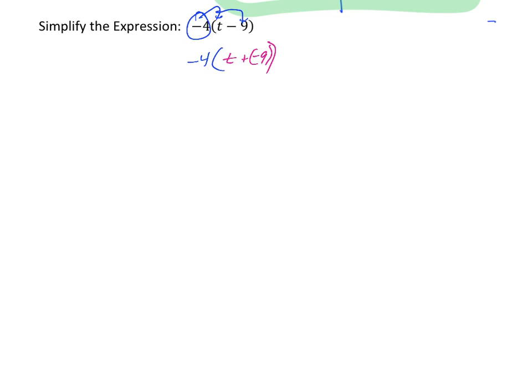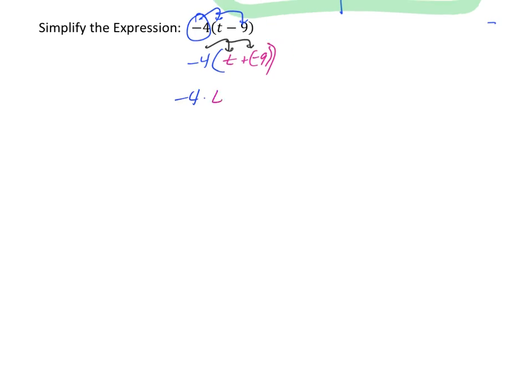Okay, so now I'm going to distribute the -4. So I'm going to have -4 times t plus -4 times -9. Negative times a positive is a negative. So this is going to be -4t, because it can't get any more simple than that. Okay, and then I'm going to add, and a negative times a negative is a positive, and 4 times 9 is 36.